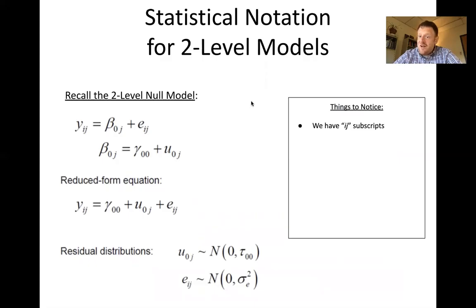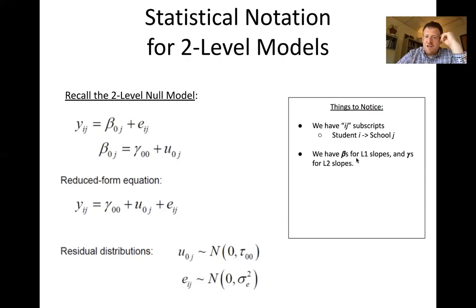Hopefully it's starting to be a little bit more familiar. So here we have what are called IJ subscripts. So Yij here, epsilon ij as well. And that means we are looking at a given student, I, who is nested within, for example, school J. That could also be patient I nested within doctor's office J. The context can be variable and change. That's absolutely fine, but you have an individual nested within a context.